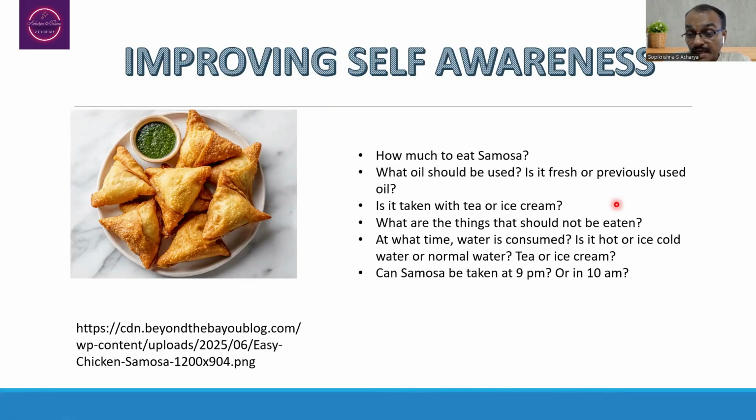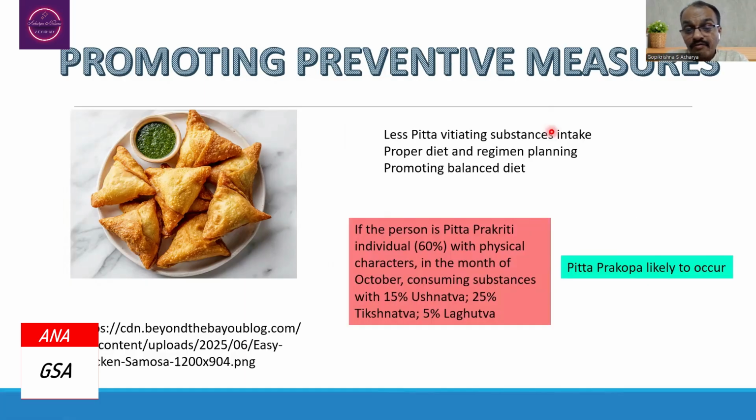Is it taken along with ice cream, or what are the things that should not be taken while consuming this? At what time should water be consumed, before or after these, and whether it has to be taken along with tea or ice cream, or whether the samosa can be taken at around 9 p.m. or at 10 a.m., etc. So this information will be helpful in expanding one's awareness regarding the self, promoting preventive measures.